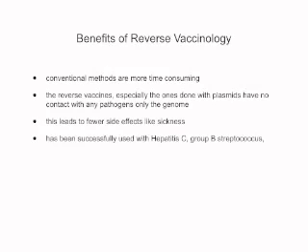Benefits of reverse vaccinology. The conventional methods are more time-consuming than making a reverse vaccine. The reverse vaccines, especially the ones done with plasmids, have no contact with any pathogens, only the genome. This leads to fewer side effects like sickness. These techniques have been successfully used with hepatitis C, group B streptococcus, and group A meningococcus.